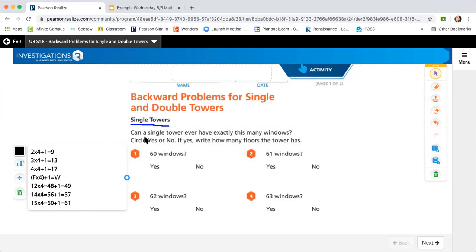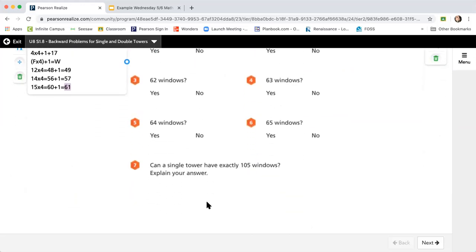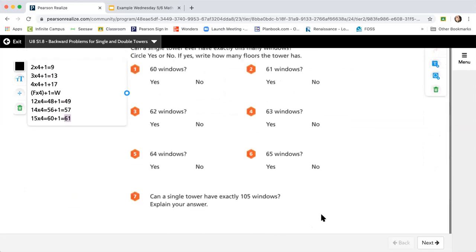But by figuring out number one, I've also answered number two, because can a single tower have 61 windows? Well, yeah, here it is. I have used my little strategy or my rule, and I know that this is the 15th floor with one skylight, and that has given me 61 windows. So yes, it can. So you're going to use what you figured out to help you answer the rest of the questions. The last question for this set of single tower questions is asking you if you can have a single tower with exactly 105 windows. So you're going to answer yes or no. And then you need to explain why it's yes or no.